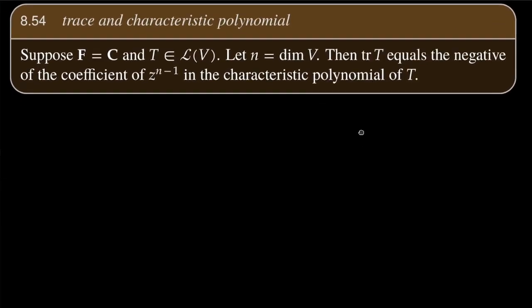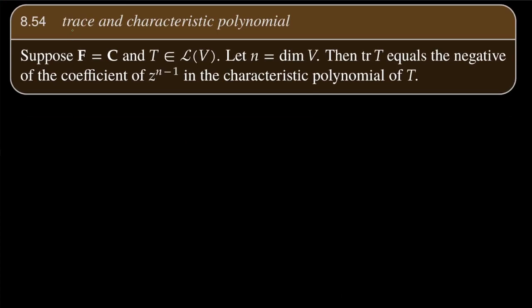Here's our next claim, just tying things together. The trace is connected quite closely to the characteristic polynomial. So in the case of a complex vector space and T an operator on it, supposing that vector space is finite dimensional, the trace equals the negative of the coefficient of z^(n-1) in the characteristic polynomial of T. Huh. Okay. Now, that's kind of interesting.